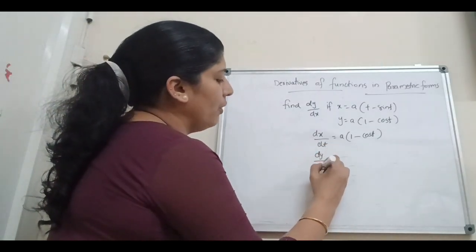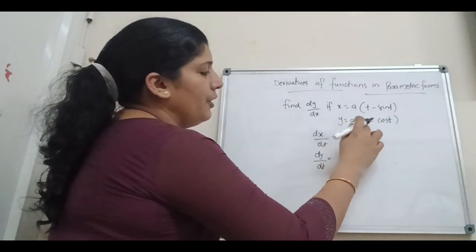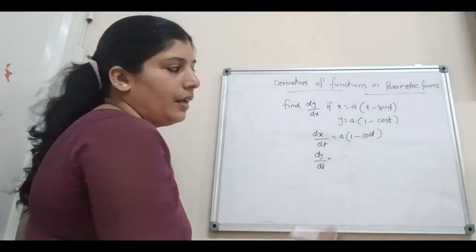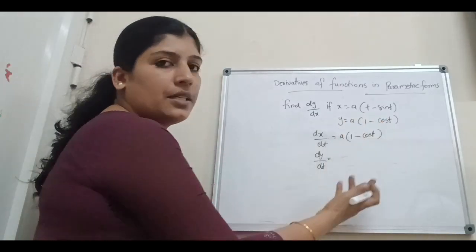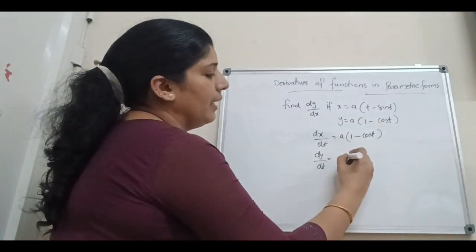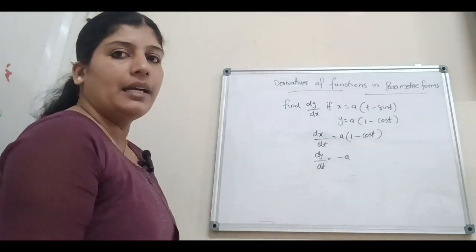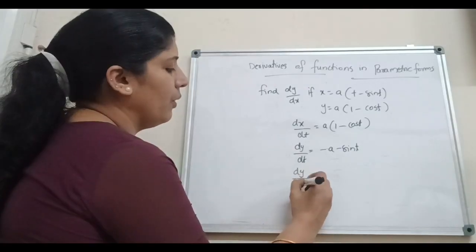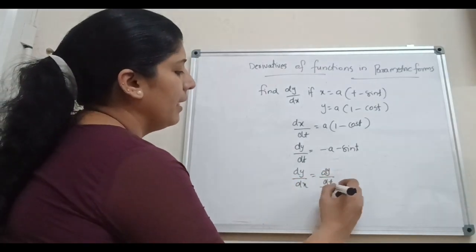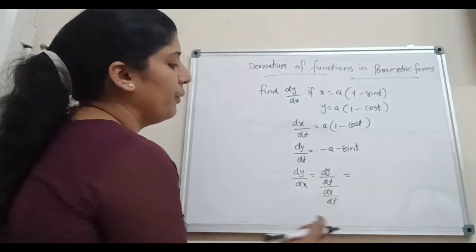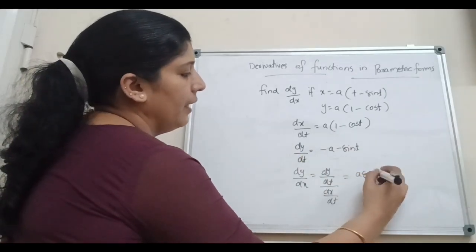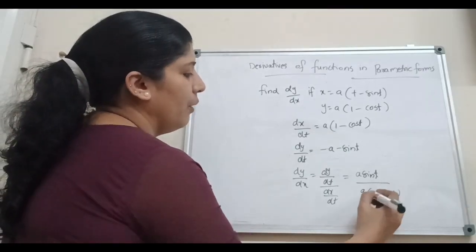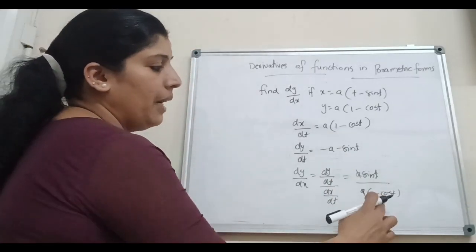Then dy by dt equals what? It is equal to d by dt of a into (1 minus cos t), that is a minus a cos t. Now here a is constant, therefore the derivative of the constant is 0, that is minus a into d by dt of cos t, which is minus sin t. That is a sin t. Therefore dy by dx equals dy by dt divided by dx by dt, that is a sin t divided by a into (1 minus cos t). Now here a cancels, that is sin t by (1 minus cos t).